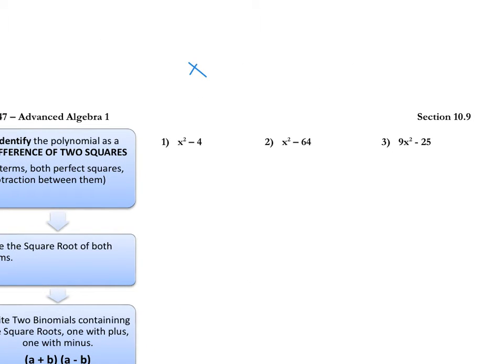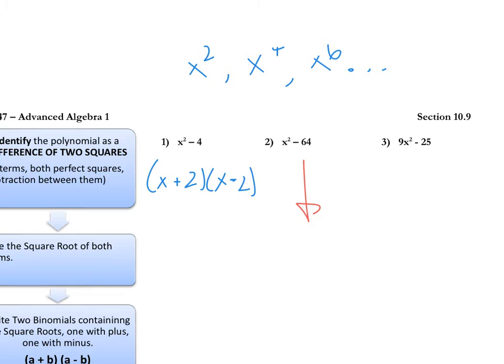And x squared and x to the 4th and x to the 6th and so forth, those are also perfect squares. Basically, any even exponent is a perfect square. So in example 1, we just basically break this down to set it up as x plus 2 and x minus 2. So what number times itself gives you 4, and what variable times itself gives you x squared, x and x.